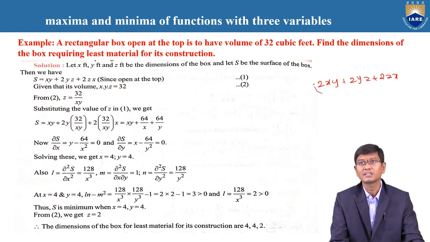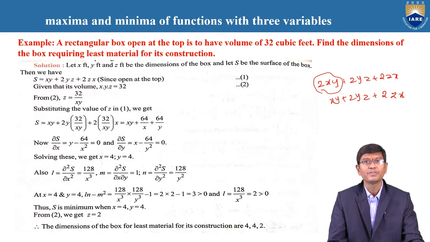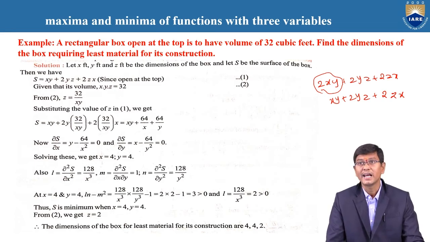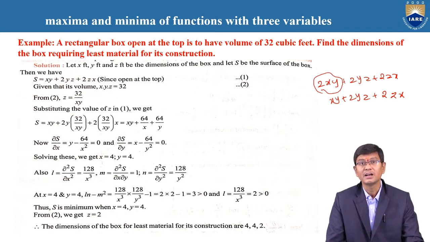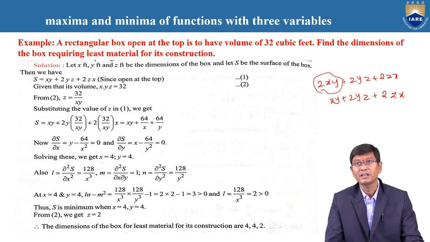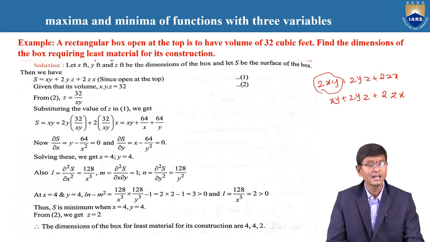Therefore, the surface of the given function is xy plus 2yz plus 2zx, and the volume of the rectangular box is given as 32 cubic feet.